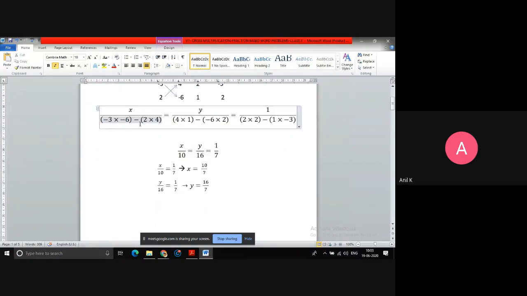Now for x upon, I simplified this. -3 into -6 is 18. 2 into 4 is 8. So 18 minus 8 is going to be 10. So x upon 10 comes. Then simplify this denominator. 4 into 1 is 4. Minus into minus is going to be plus. 2 6s are 12. So 4 plus 12 is 16. So you get y upon 16. Now this denominator you have to simplify, which is 2 into 2.